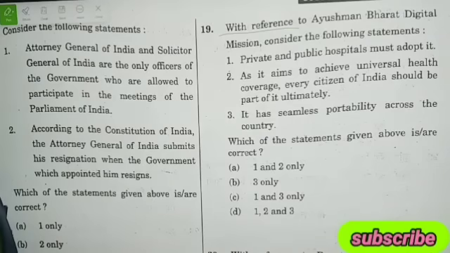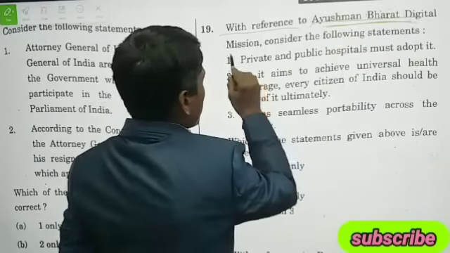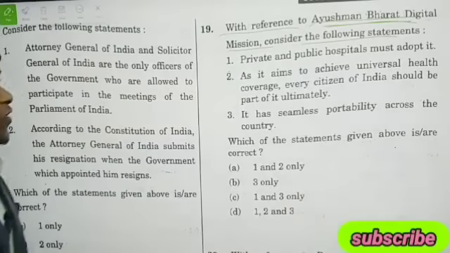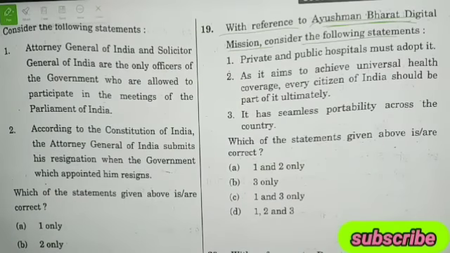Ayushman Bharat Digital Mission. Consider the following statement. Private and public hospitals must adopt it. Yes.